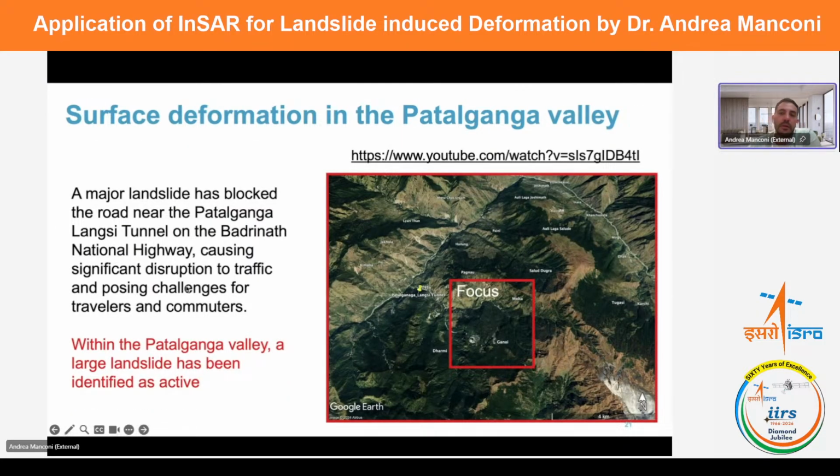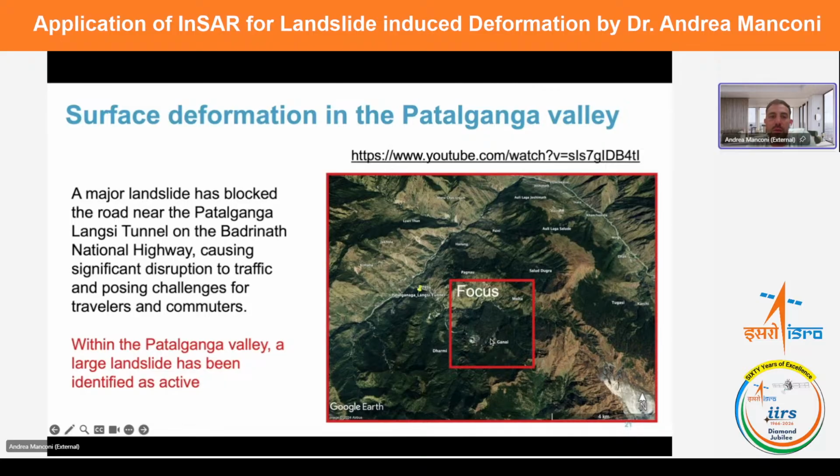Another area in Uttarakhand, now in the Patal-Ganga Valley. As you can see here, there is another area where we focused, for another reason. There was a large landslide blocking the road near the Patal-Ganga and Landslide tunnel. We were processing this dataset and found out that there is actually a very large deformation pattern affecting this focus area.